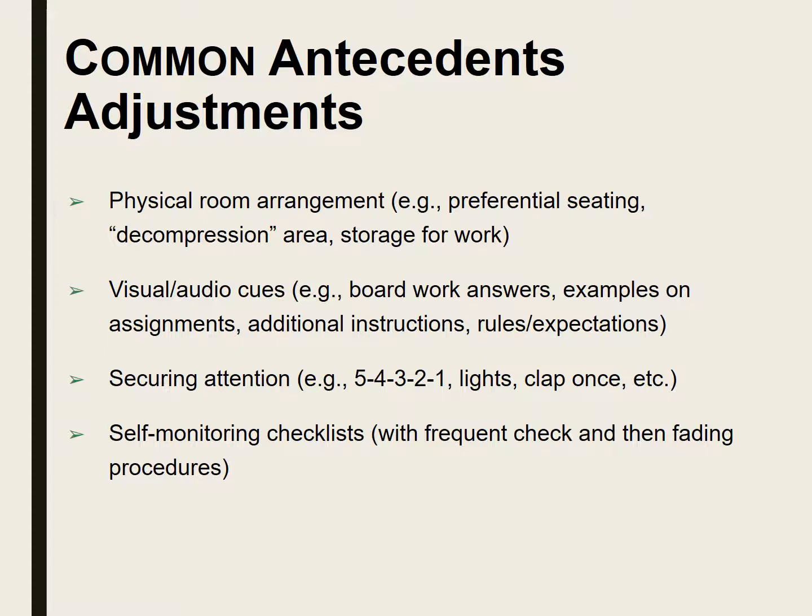Common antecedent adjustments can be physical room layout, such as preferential seating. Maybe that child needs to be moved closer up in the room arrangement. You may need to focus on a decompression area. If a student is starting to lose focus or starting to have a meltdown, there might be a designated area in the classroom where that child can go to decompress. You might work on some storage for the student's work, or an organization system for that student. Another one is visual or audio cues.